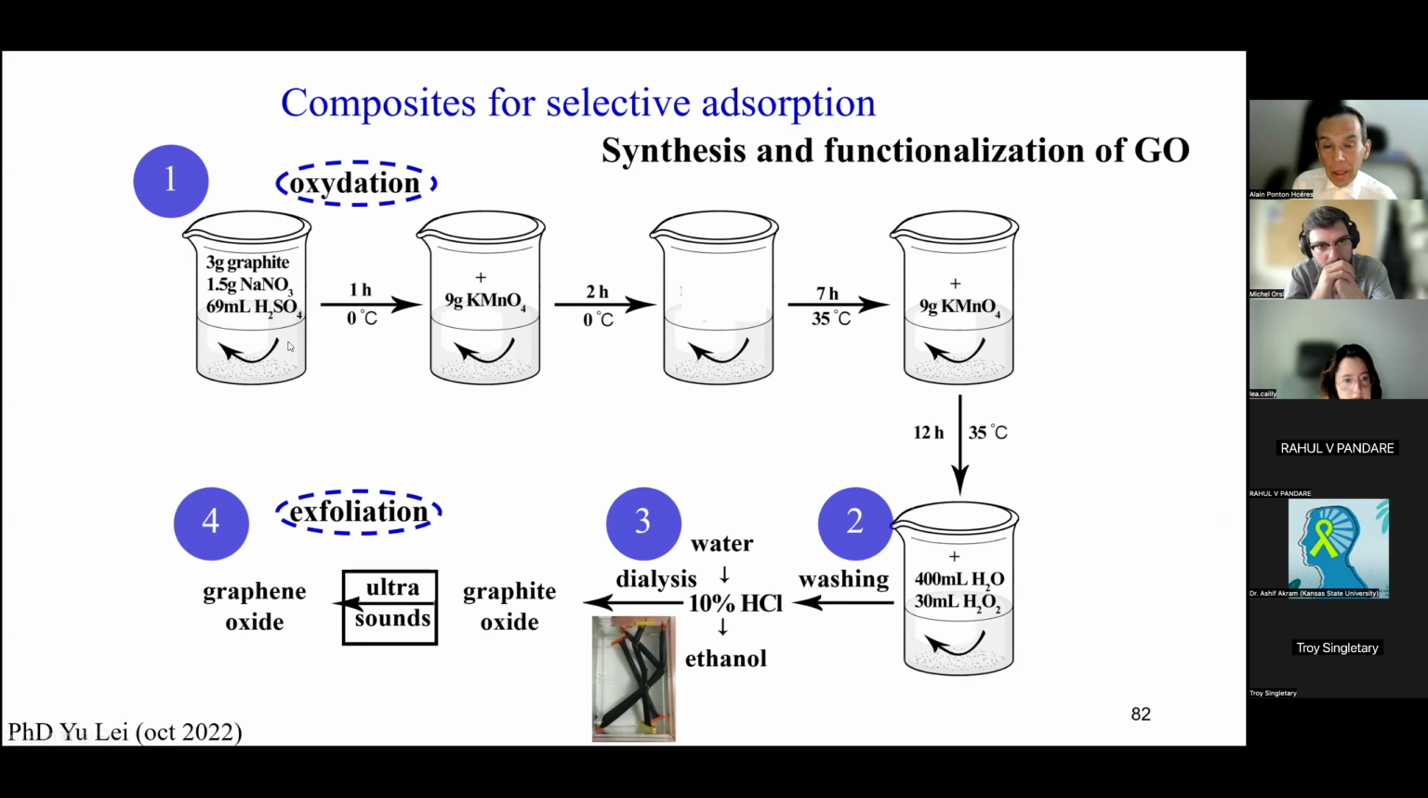The synthesis and the functionalization of graphene oxide is composed of 4 main steps, and from the beginning to the end, you need 3 weeks to obtain a stable aqueous dispersion of graphene oxide.